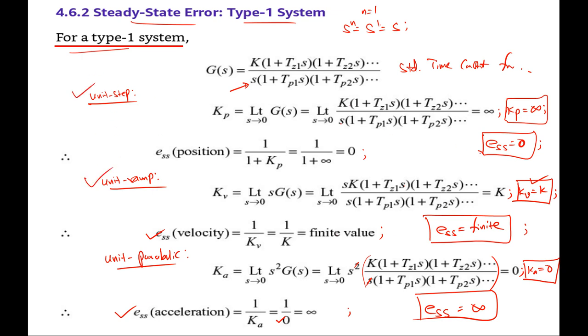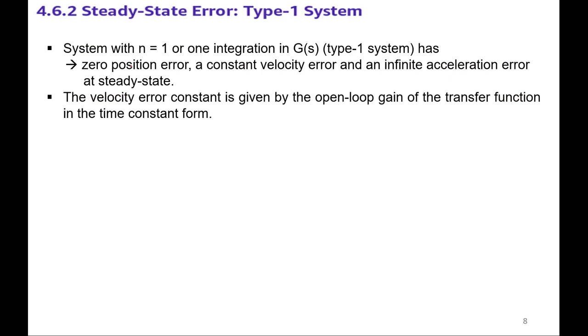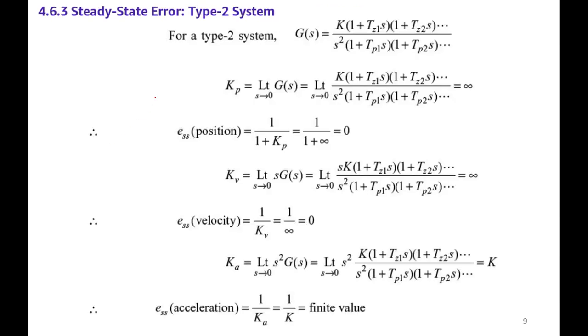For unit step input, the steady state error is 0. For unit ramp input, the steady state error is finite. But I can reduce this steady state error by increasing the value of K to some extent, right? So similarly, the same analysis for type 2, I will not just go through this, already I have told, right? The same analysis we will do with respect to type 2 system.